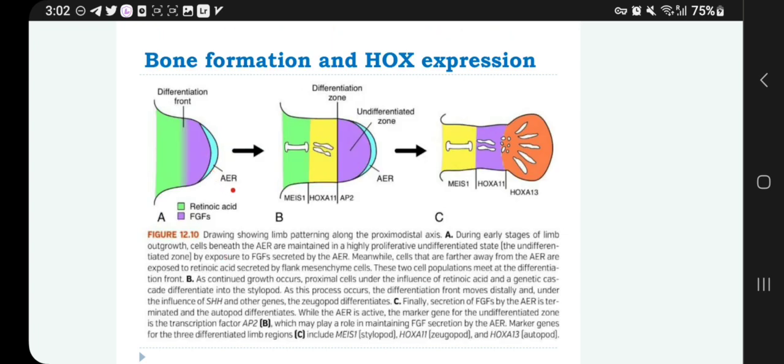Here I show you the apical ectodermal ridge. Here I show you FGF. FGF maintains the stemness of cells, meaning undifferentiated cells, here. Far from here, the green part is differentiated by retinoic acid. That's a substance for differentiation.